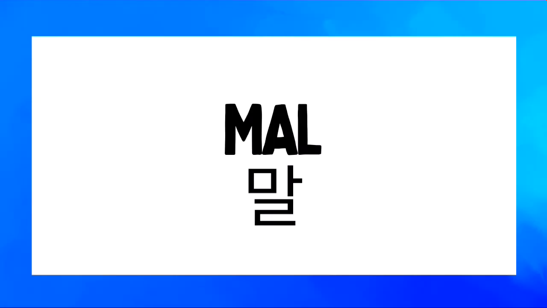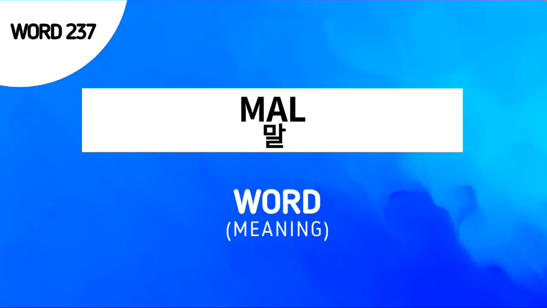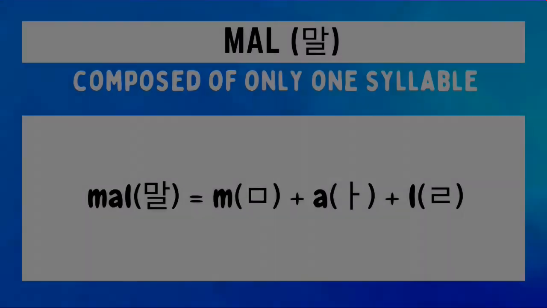Word number 237. Mal. Mal. This is pronounced as just a one-syllable word. Pronounce it with me. Mal. The word mal is the Korean term for word. Again, mal is word. Mal is the Korean word for word itself.